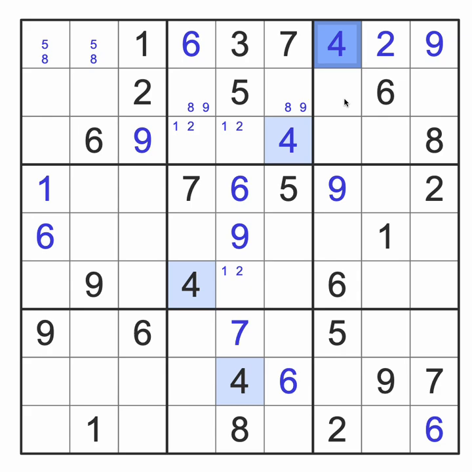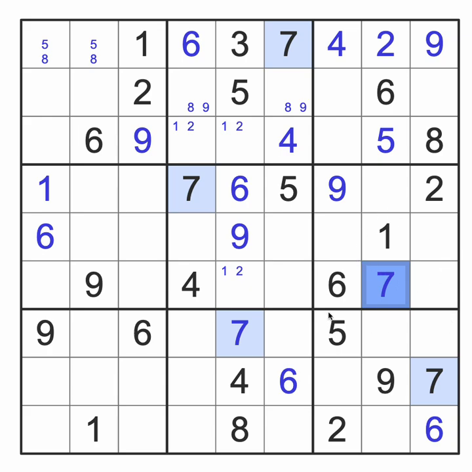That gives me 1, 3, 4, 7. No, 1, 3, 7, 8. Now 5 blocks here, 5 blocks here, so 5 comes in here. That means this 7 blocking here means 7 will be here or here, which in turn blocks this cell from being 7. This 7 blocks here, this 7 blocks here. So that gives me 7 here.